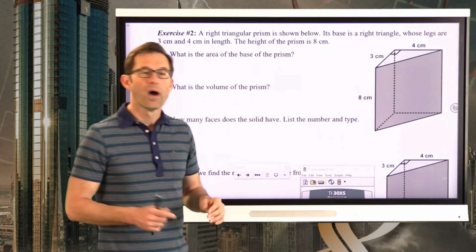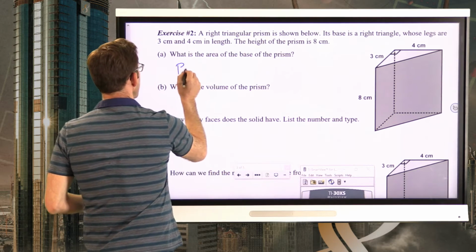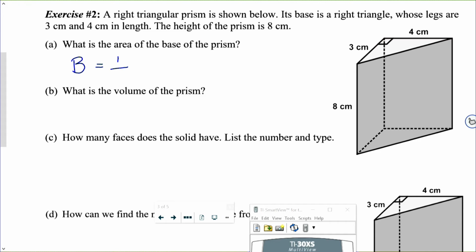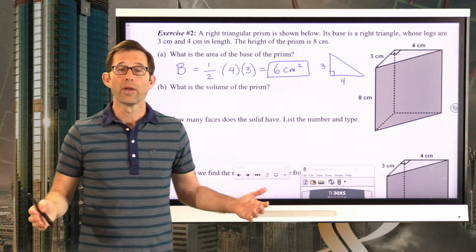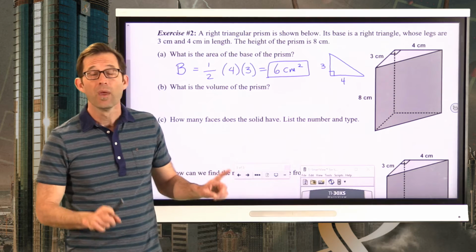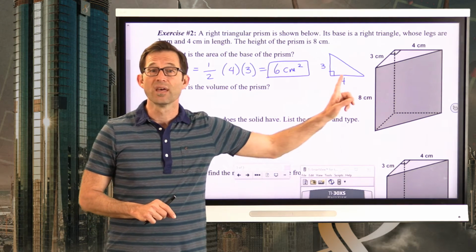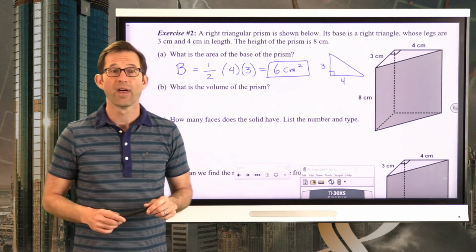All right, well, I don't love capital B as the area of the base, but that's what standard textbooks use. So we're going to say it's 1/2 the base times the height of that right triangle, and that's going to be 6 square centimeters. Now, if you don't see that, it's helpful to actually draw the right triangle out like this. This is the way that base looks. And as we know, the area of any triangle is 1/2 base times height, but very nice when it's a right triangle because then the base and the height are both side lengths of that triangle.